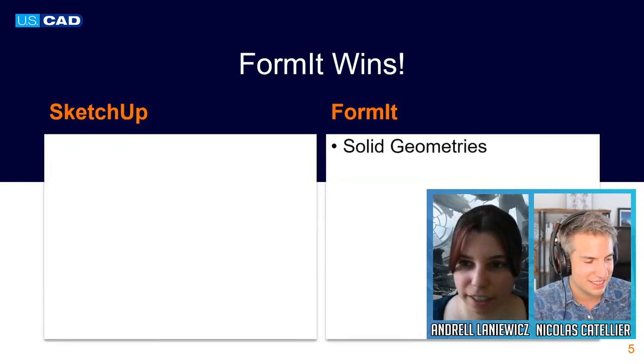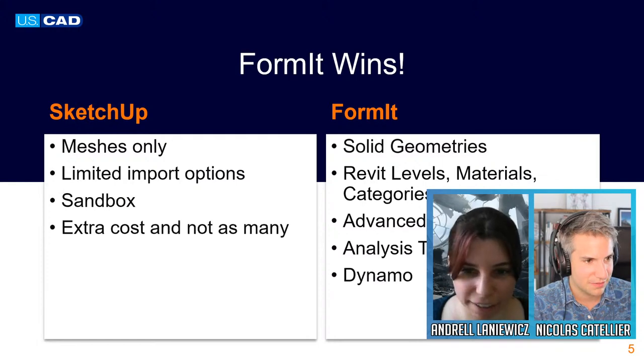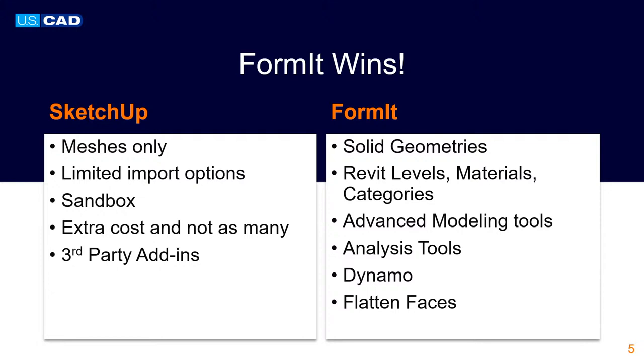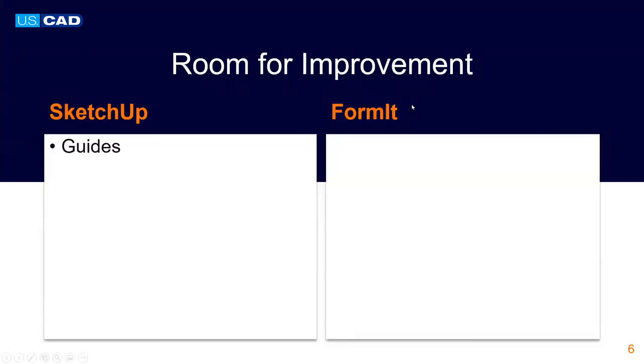Just that I had a few workaround pieces for where FormIt's a little bit better than SketchUp. So just a reminder of solid geometries. It works with Revit levels, materials, categories. There's advanced modeling tools. It has Dynamo and flattened faces. And then it has room for improvement because SketchUp still has guides.